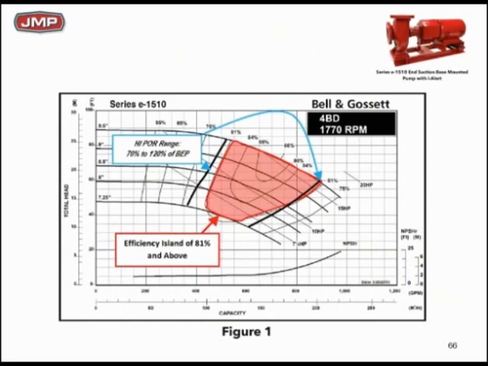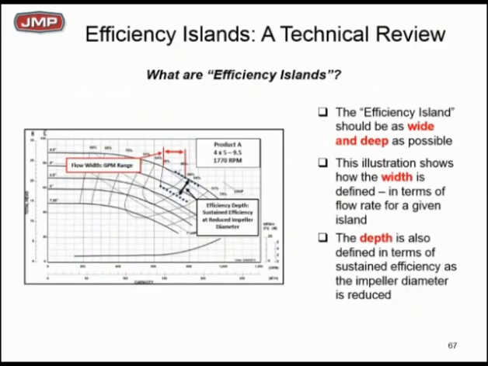In other words, if we could keep our system curve bouncing between those two lines on the island, we would never get below an efficiency of 81 points. And we cannot keep our pump at 86% BEP all the time. It's impossible. Cannot be done. So what would be your goal? Obviously, if you were a pump designer building pumps, you want that island to be as wide and as deep as you can get.